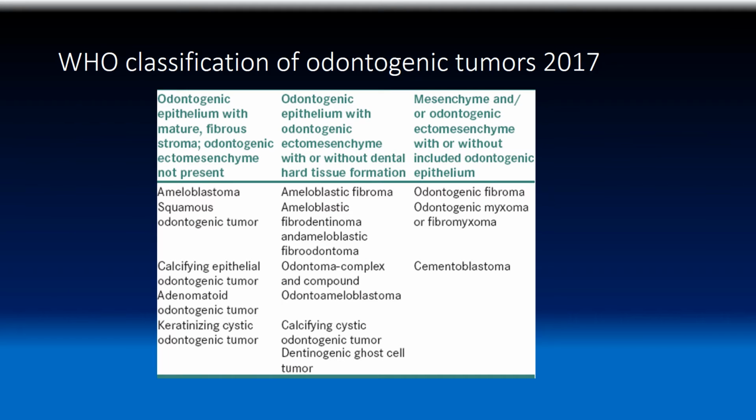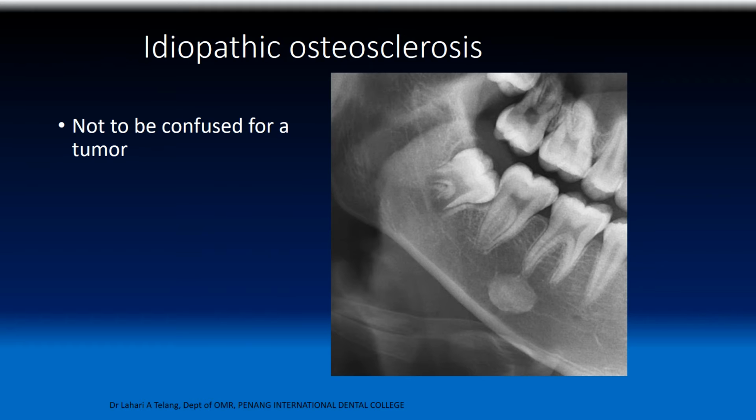This is the WHO classification of odontogenic tumors, and we would be covering most of these in the next few slides. So let's start off with something which is not a tumor. This is an example of an idiopathic osteosclerosis, generally seen in the odontogenic region, may be associated or closely attached to a tooth or slightly away from the tooth.